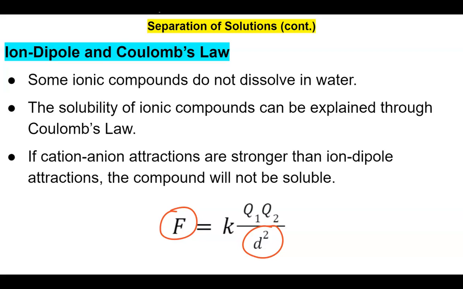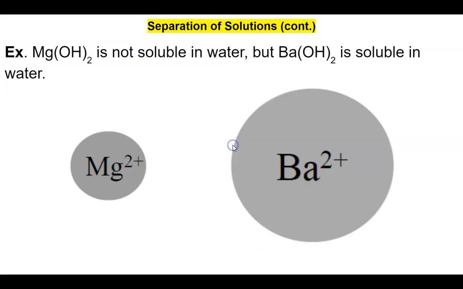The key thing here is the cation-anion attractions within an ionic compound are usually much stronger than the ion-dipole attractions. Sometimes they are, sometimes they aren't. If they aren't, then it will be soluble. If they are stronger, then it won't be soluble. So let's take a look at these two examples. We have magnesium and barium.